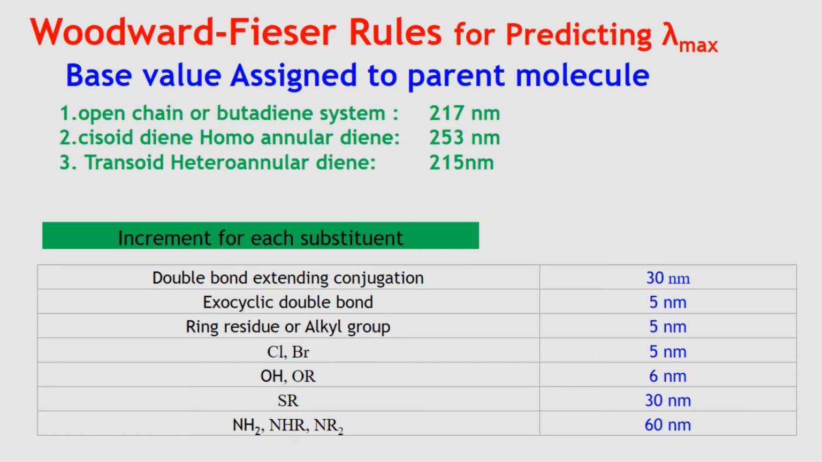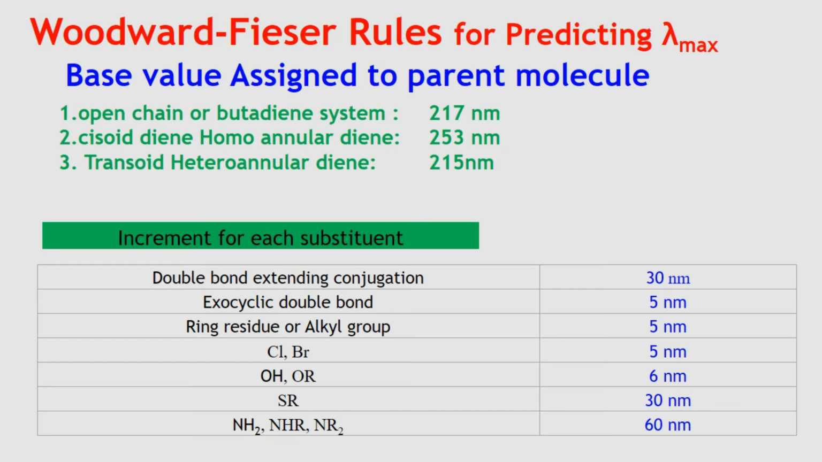This is the table, and in this table we can find it out. The first one is the double bond extending conjugation effect. So for each extending or each extra double bond which is present in the conjugated system, or which increases the conjugation, we need to increment 30 nanometer.